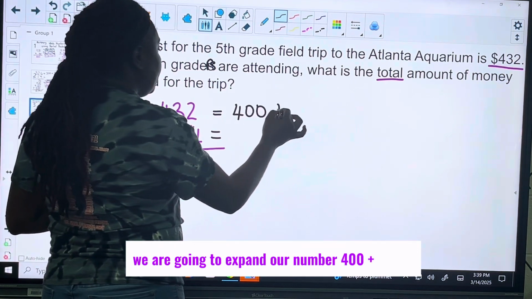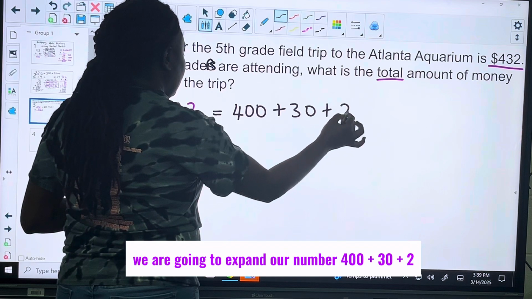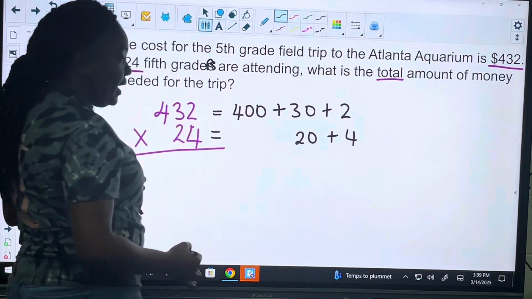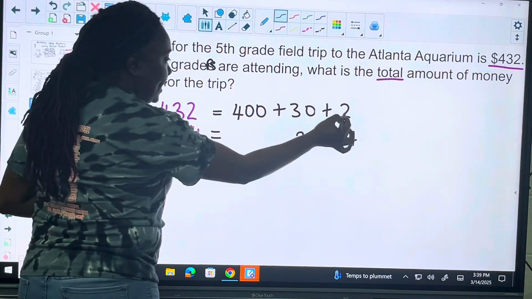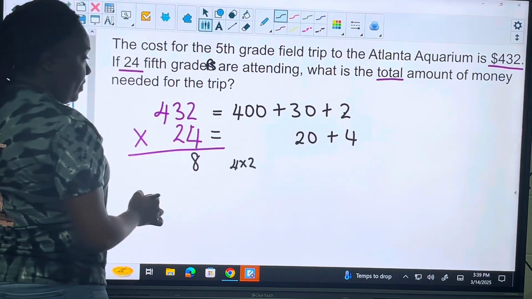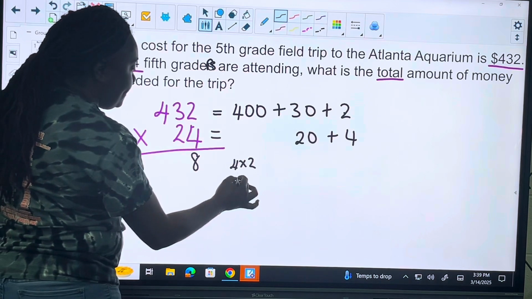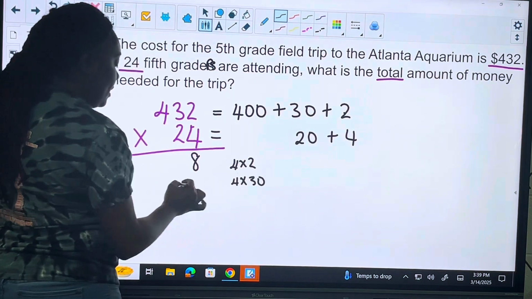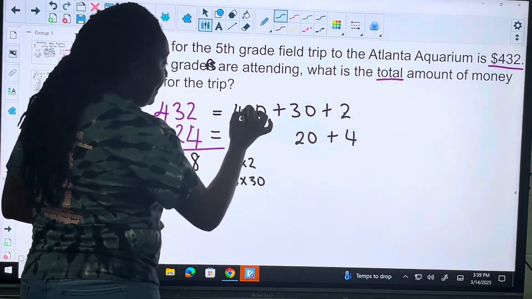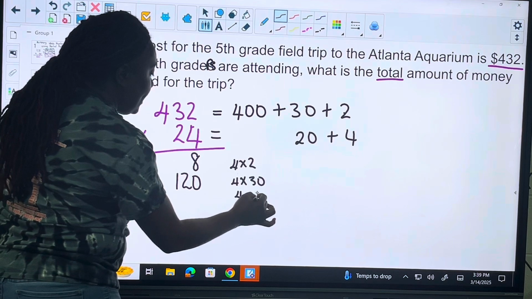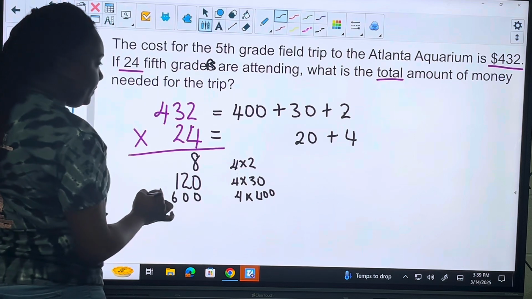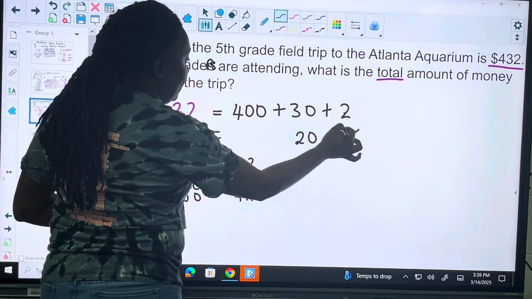400 plus 30 plus 2. This is going to be equal to 20 plus 4. And now we're going to be multiplying. 4 times 2 is 8. Then 4 times 30 gives us 120. Then we're going to do 4 times 400. 4 times 400 gives us 1,600. Good. We're done with the digit in the ones place.